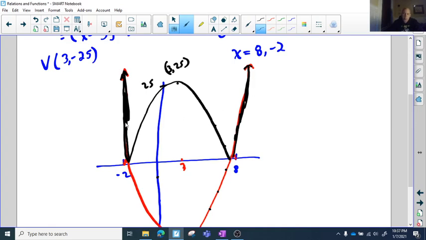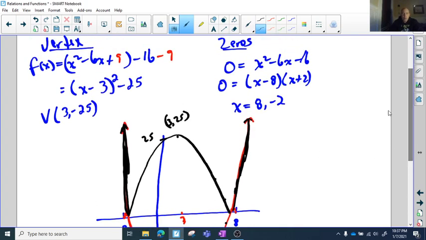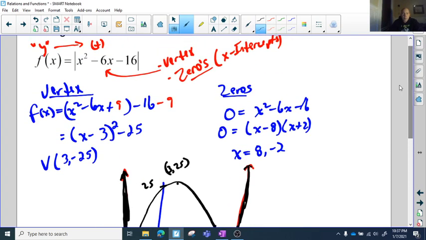So the positive pieces of my graph stayed the way they were. When I say positive, I'm talking about the y values on this scale. The negative y values, the piece down here, just switched over and they all became the positive version. So that black graph would be the graph of the absolute value of x squared minus 6x minus 16. So in order for me to get that sketch, I needed to get the vertex and the zeros.